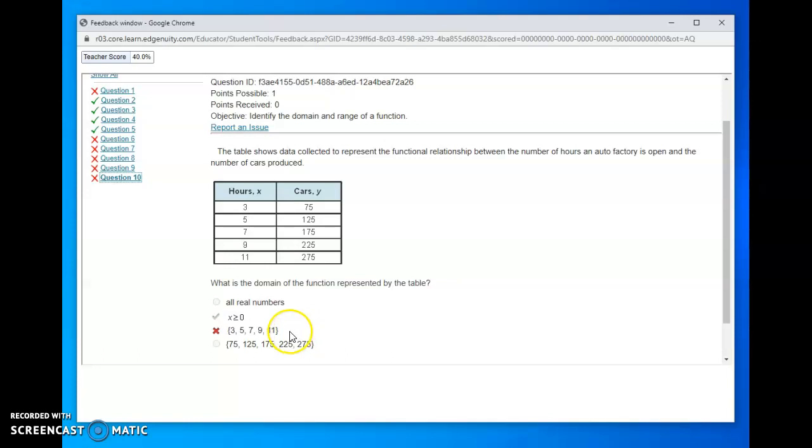So that one's kind of tricky there because it says 3, 5, 7, 9, 11 like you picked. But really a car shop could be open for any amount of hours, right? It's not just open for 3 hours a day. It might be open for 1 hour a day or 2 hours a day or 3 hours a day. So it could be open any amount of hours, really. So anything greater than 0 hours, or it could be closed for the day and then it's equal to 0 hours. Hope that helps.